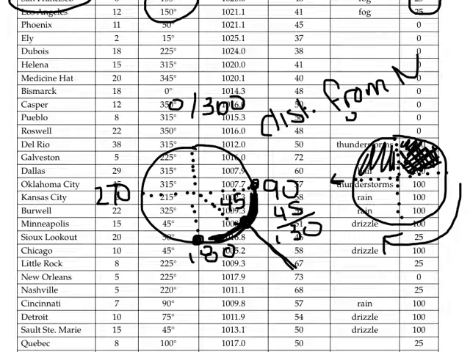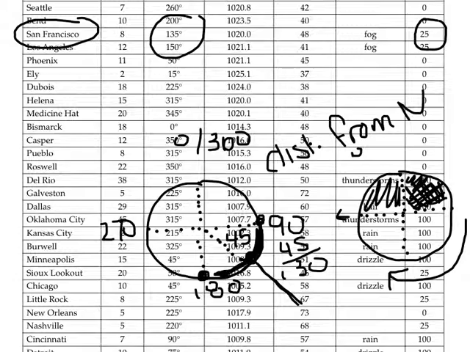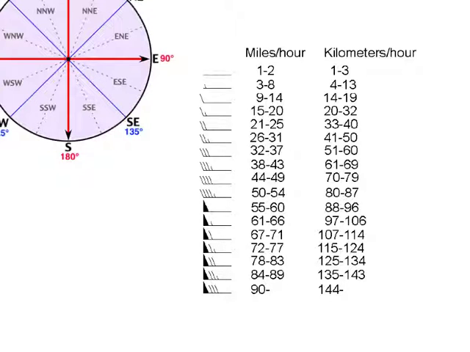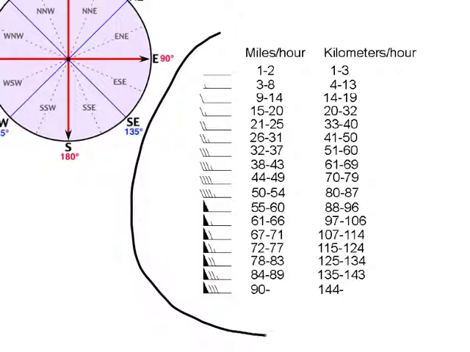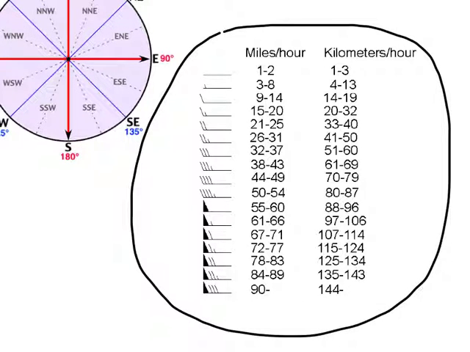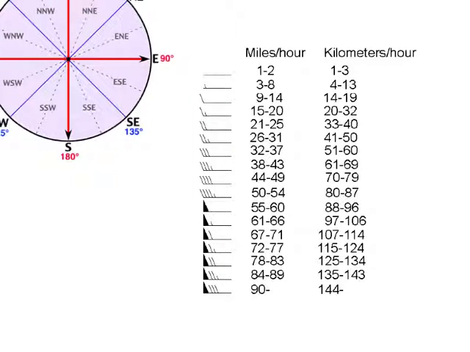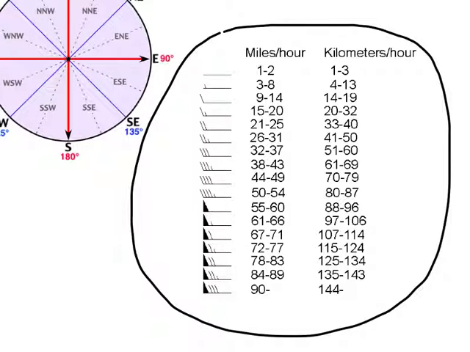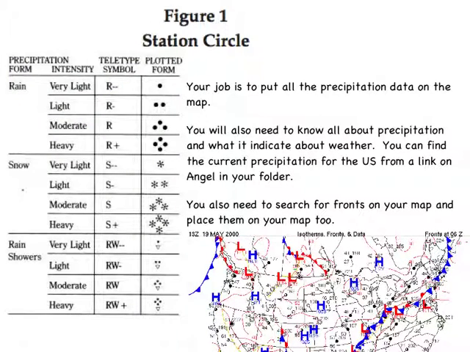And the next thing we need to do is wind speed. So we have to look at our wind speed worksheet handout reference page that we have. Okay, now we need to finish our circle on our weather map.